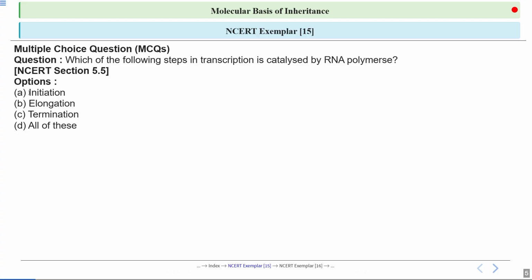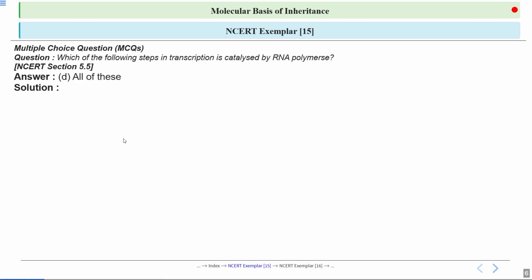So your options are initiation. Option number B is elongation. Option number C is termination. And option number D is all of these. So what will be the correct answer? Okay. So let's have a look at the answer. So answer is option number D, all of these.